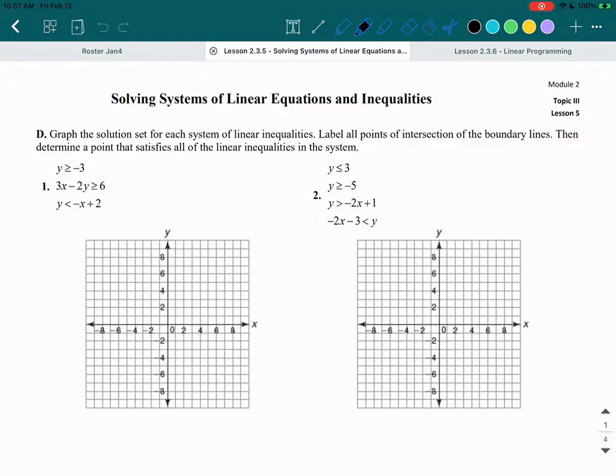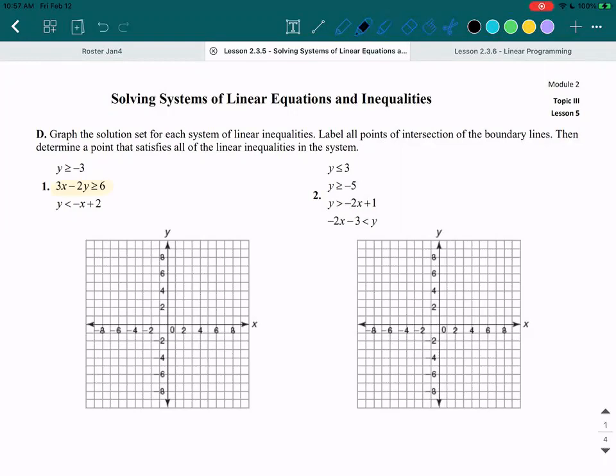Okay, so for number one, we are given three equations. So we're going to graph all three inequalities, and we're going to shade them in, and then we're going to find their points of solutions. Okay, so for the first equation, I actually want us to do this one. I want us to answer this one first, just because this one is a little bit more difficult because x and y are on the same side of the inequality.